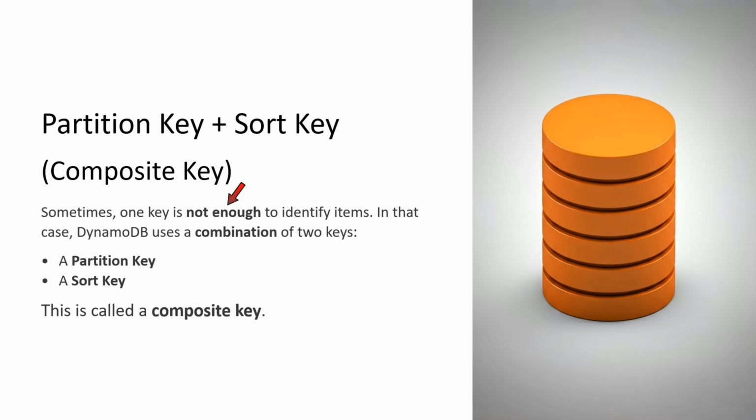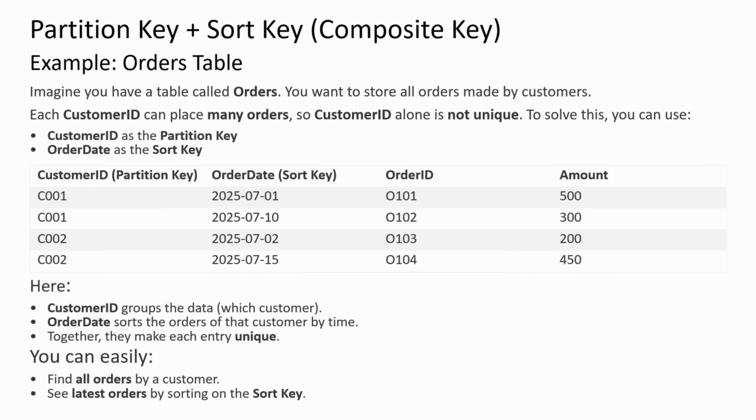Sometimes one key is not enough to identify the items. In that case, DynamoDB uses a combination of two keys, which is partition key plus sort key. This is called a composite key. Now we will see the example of a composite key using an orders table.